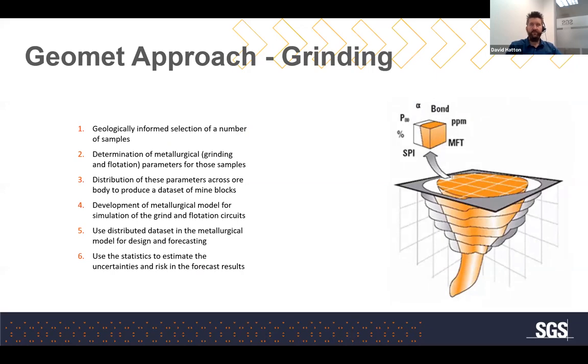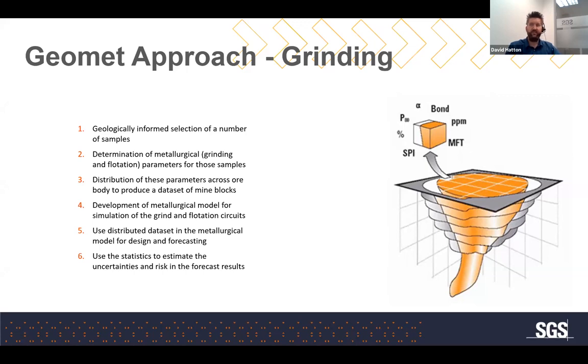Once we've selected the samples, we need to do our metallurgical tests on those. Once we've got the metallurgical parameters, we need to distribute them on the block model. We then also need to develop a model of the process plant, and then we simulate those samples through the process plant. And so that distributed set of data and results comes out of our simulator. And then, as I mentioned, we wanted to know the sensitivity of the results. How accurate are these results that are coming out? And can we quantify that accuracy?